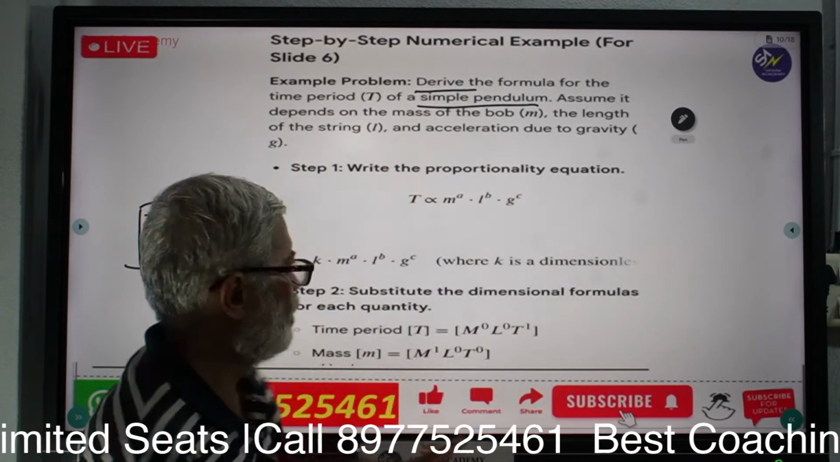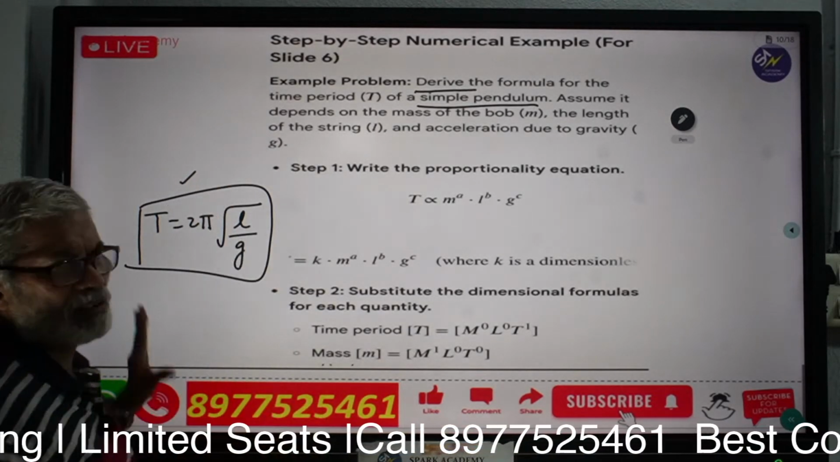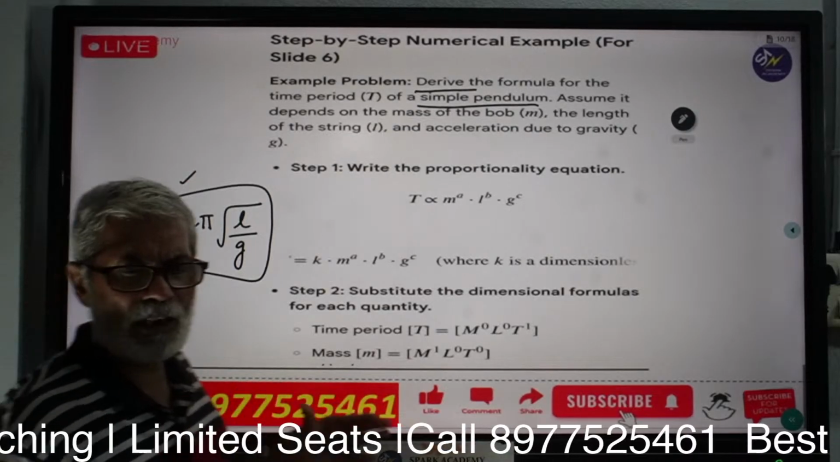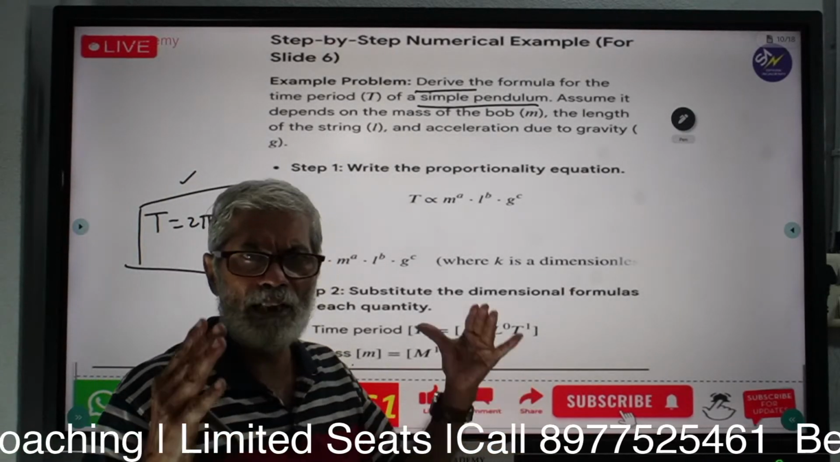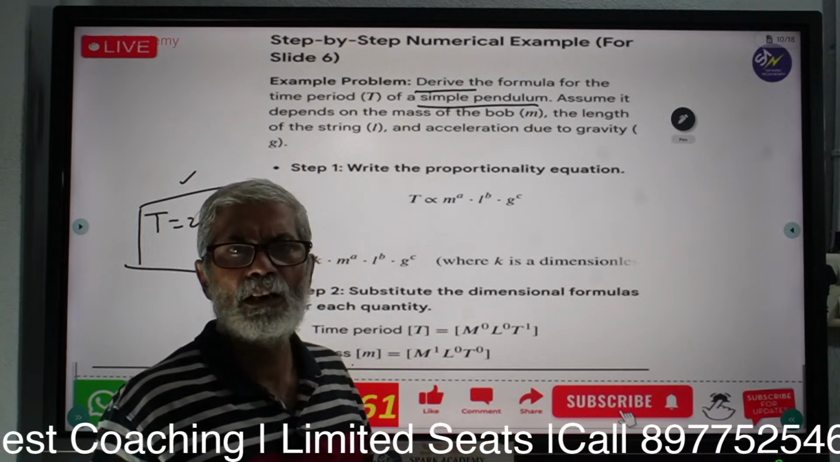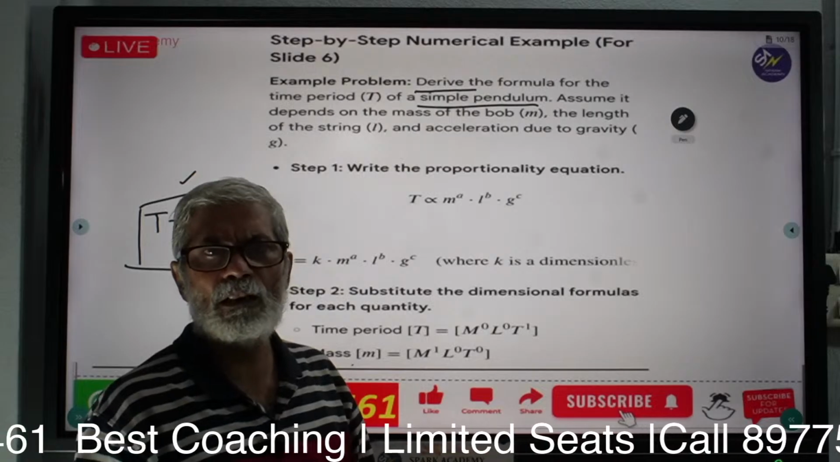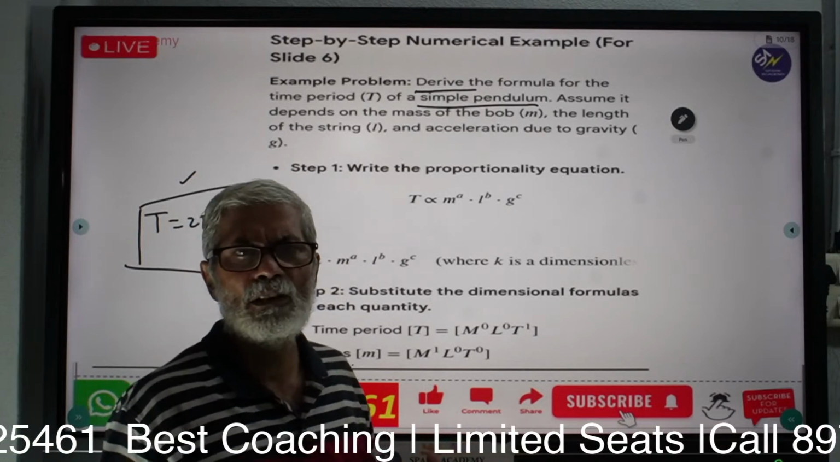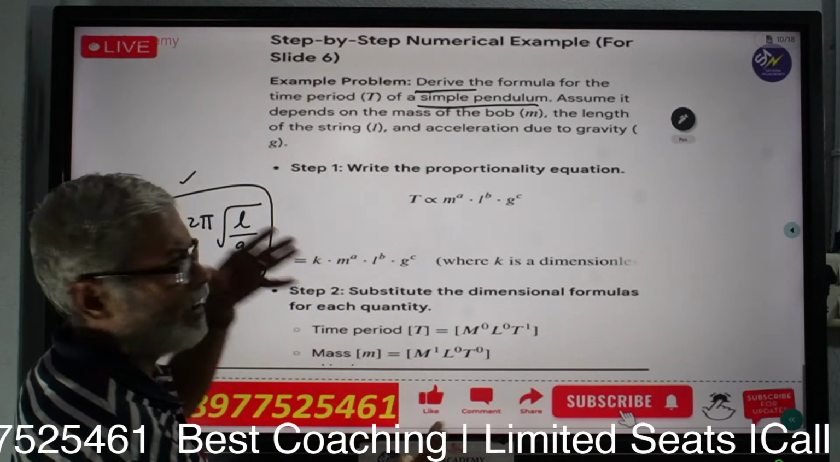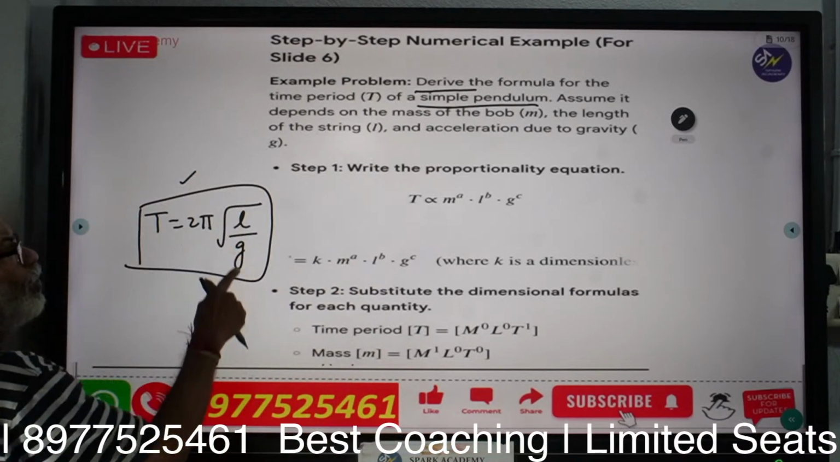So basically you have to actually derive this. So many questions they ask. You know, in summer the length of that pendulum will increase, the watch time will decrease, and in winter it runs faster. So L will be having different values at times. So basically T is equal to 2 pi root of L by G.